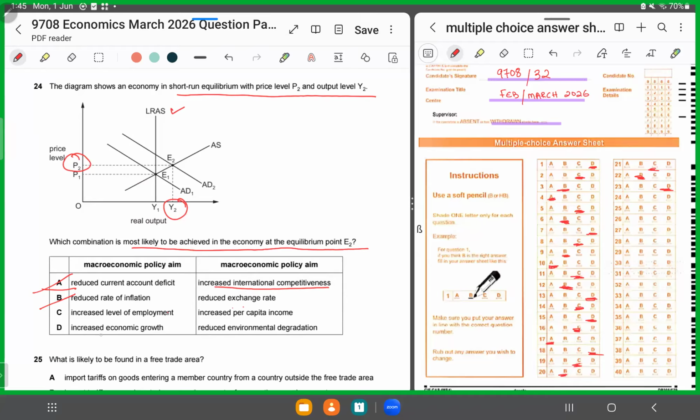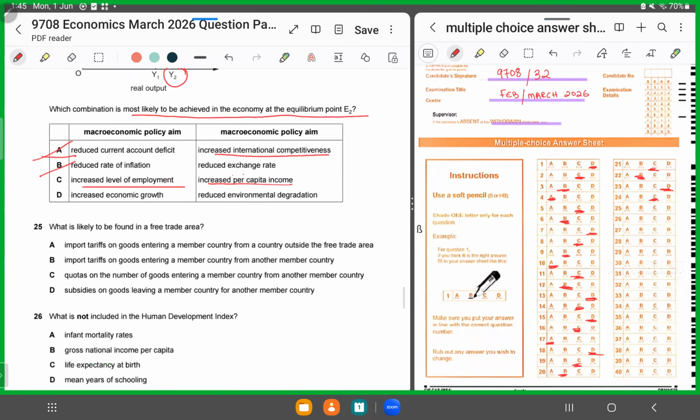C is the correct answer, because it would be talking about increased level of employment and increased per capita income. That's the correct answer. So for 24, we'll shade in C as our correct answer.